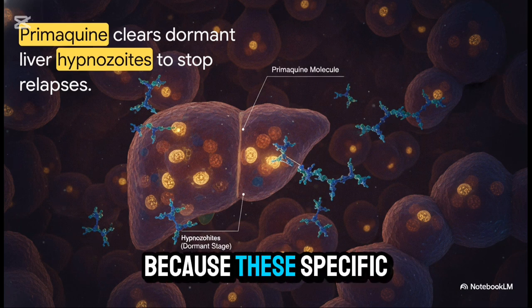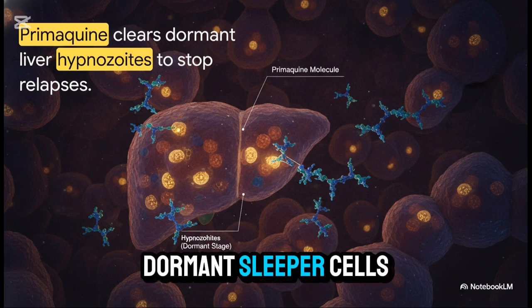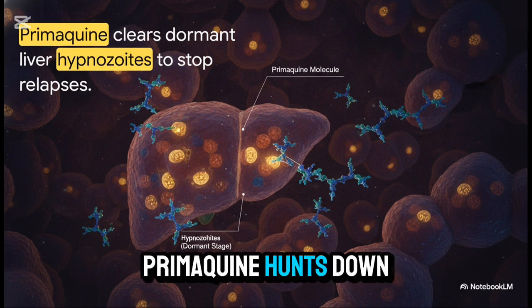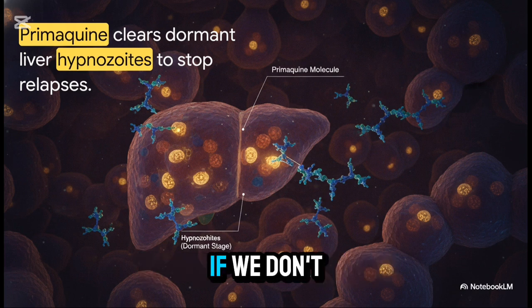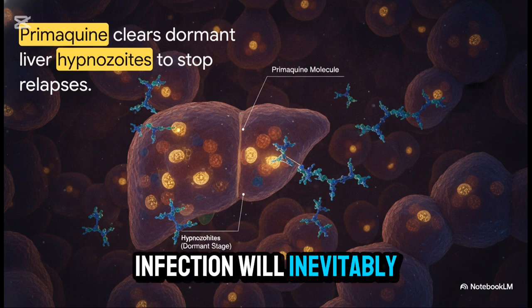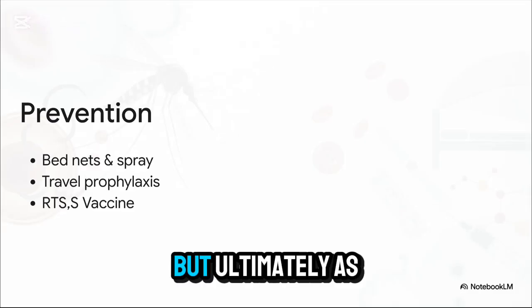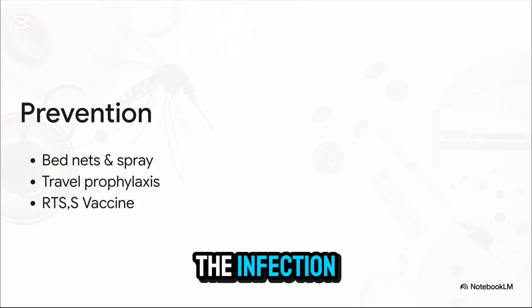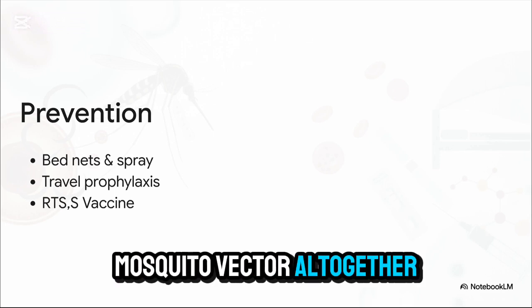Why? Because these specific species leave behind dormant sleeper cells called hypnozoites that literally hide out in the liver. Primaquine hunts down these liver hypnozoites. If we don't use it, the infection will inevitably relapse months later. But ultimately, as incredible as our pharmacology is, our greatest weapon isn't actually curing the infection. It's stopping the mosquito vector altogether.